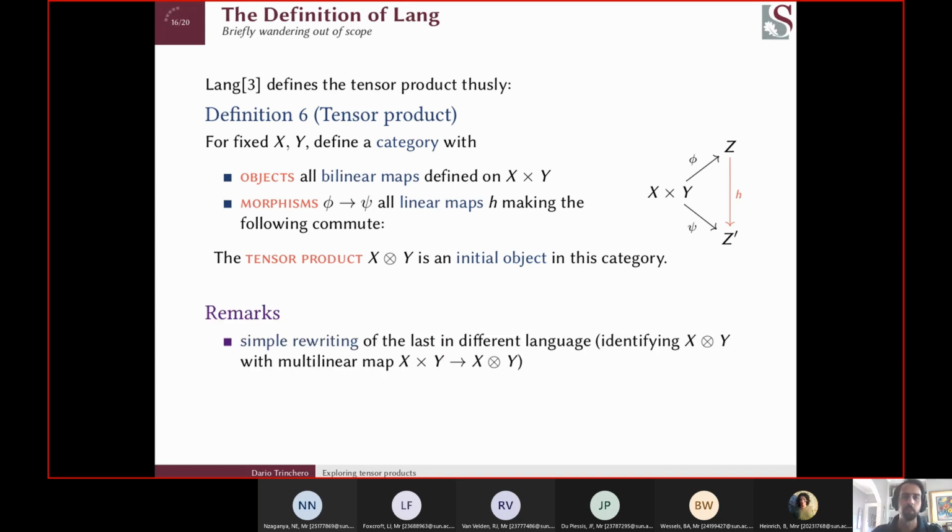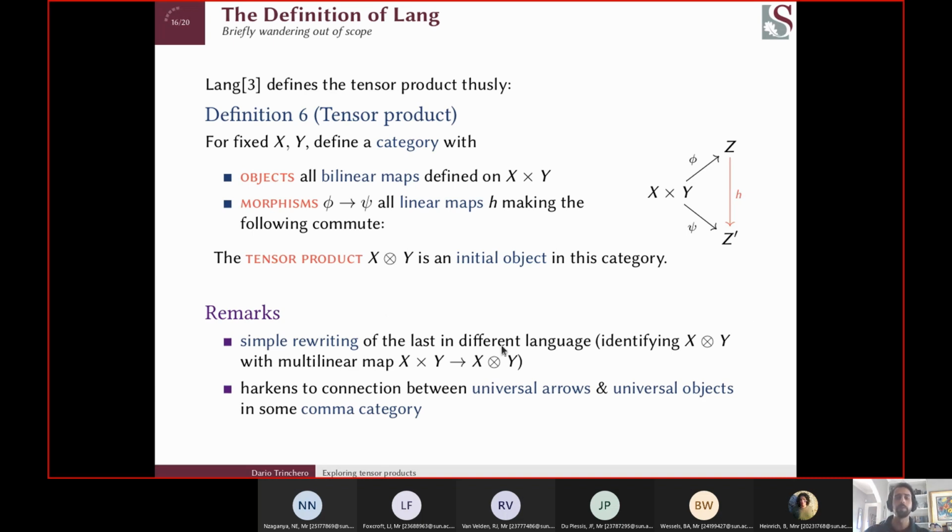Now, I say that these two are different, but really they're not. This is just a simple rewriting of the last definition in a different language. It's quite clear to see that as long as we identify this map from here to Z with the tensor product itself, with Z, then these are actually saying the same thing. They'll give the same object. You don't actually need to be a category theorist to see that that's true, as long as you have any vague idea what objects and arrows are.